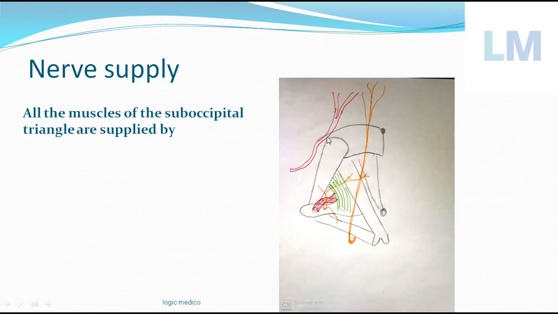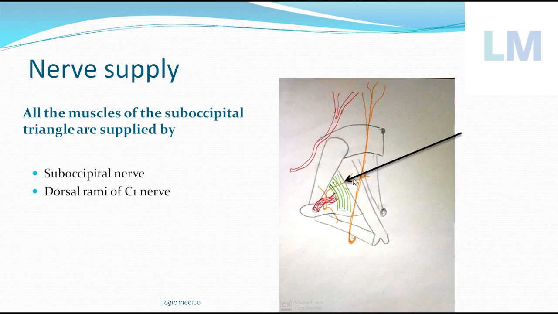Now, supply. All the muscles of the suboccipital triangle are supplied by one nerve which is there in the triangle, therefore we call it the suboccipital nerve. These nerves are coming from the spinal cord. The spinal cord runs from the cervical level to the tail, coccygeal level. So which spinal nerve? It is the first cervical spinal nerve, the dorsal rami of the first cervical spinal nerve. That is the nerve supply. This is the nerve I am talking of. See, it's going here and supplying this muscle, Rectus Capitis Posterior Minor.